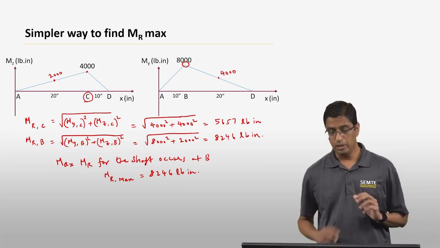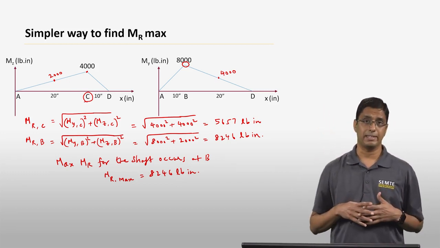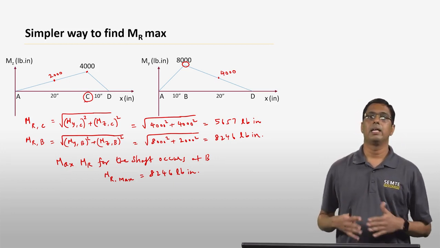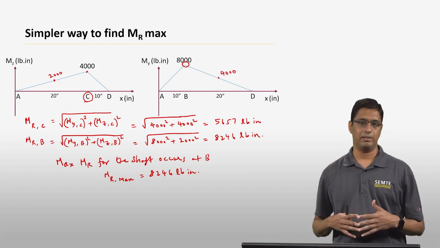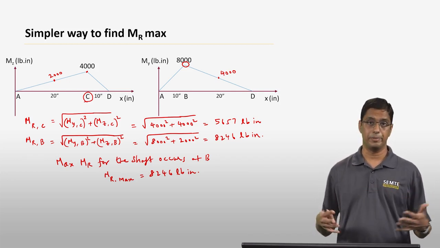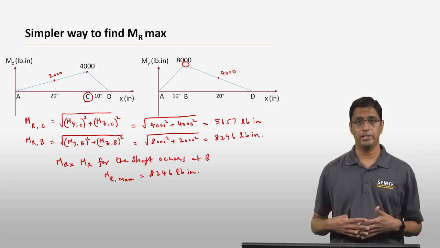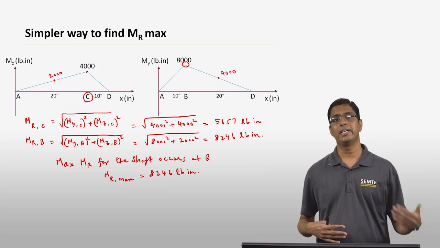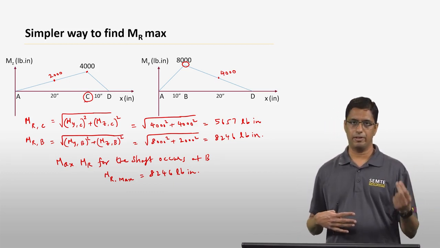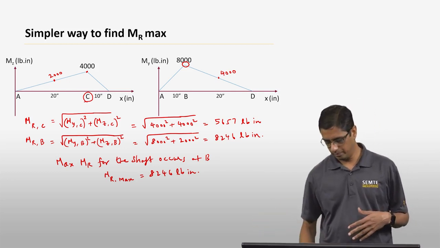Okay, so in many of the problems in this class, we will be encountering problems like this. So this is actually a much simpler way to find out MR max. However, in cases where you have uniformly distributed loads or triangularly distributed loads, the bending moment diagrams will not be linear. So in that case, you essentially have to use the general procedure, which is to find out the function for MR for each particular segment and find out what is the maximum.